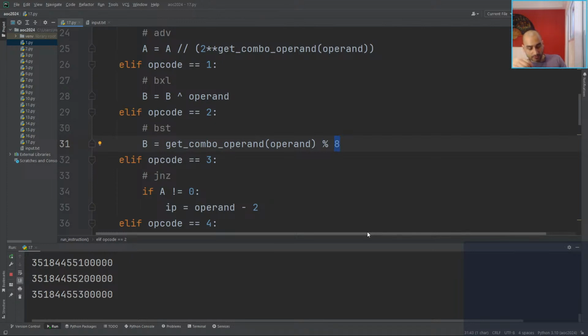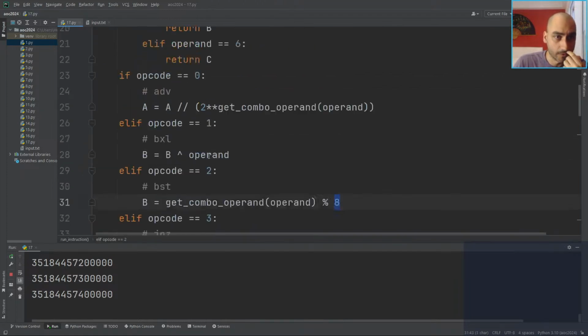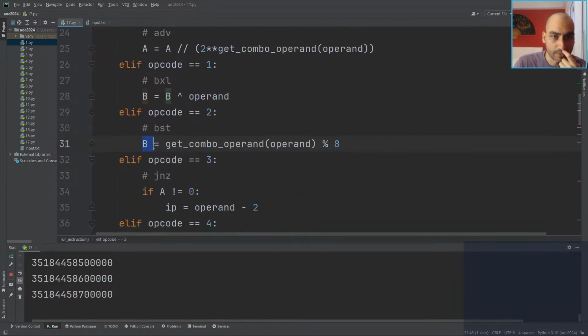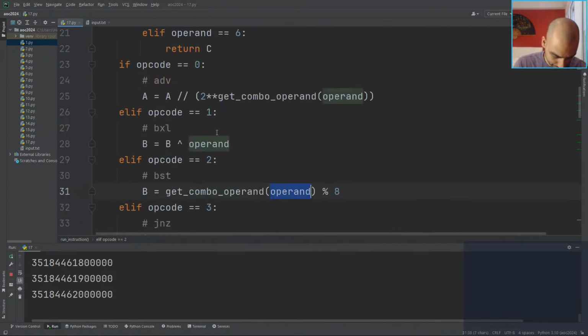We have the formula right in front of us. When we jump back to the beginning, we go back to 2, 4. B equals get combo, so it's going to be operand %8. So that's 2, 4. 4 is A. Alright, so B resets. So we've actually got the formula in front of us, but it's horrific.